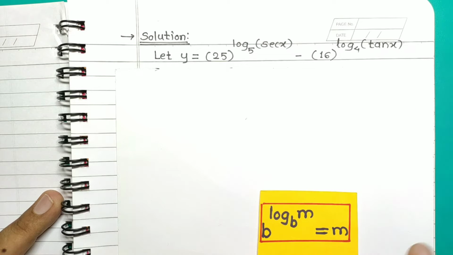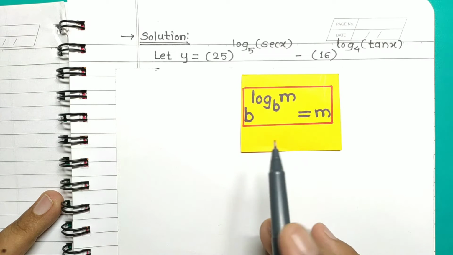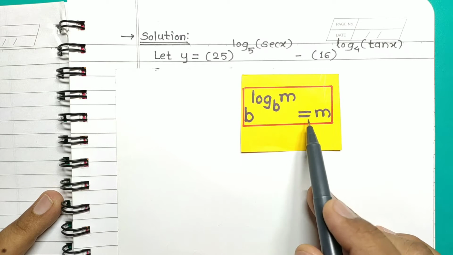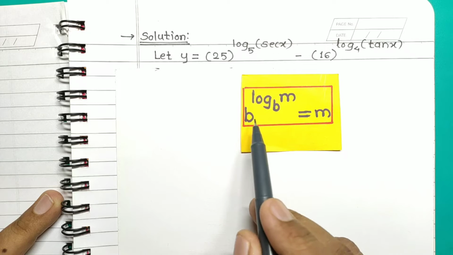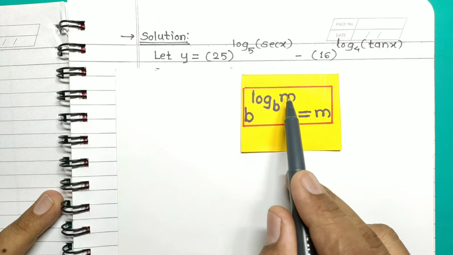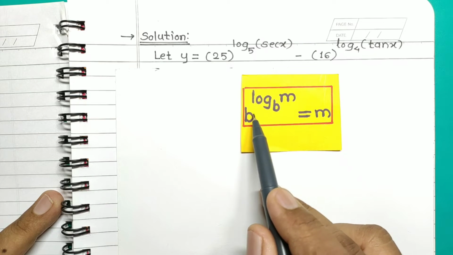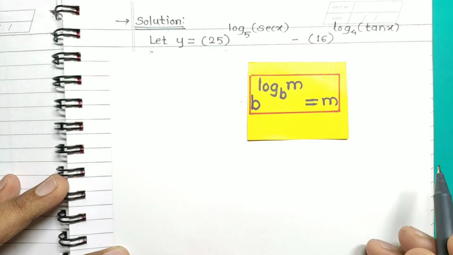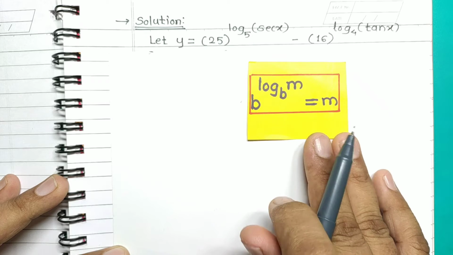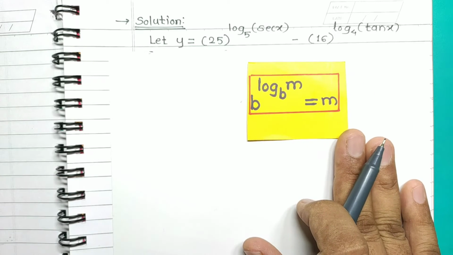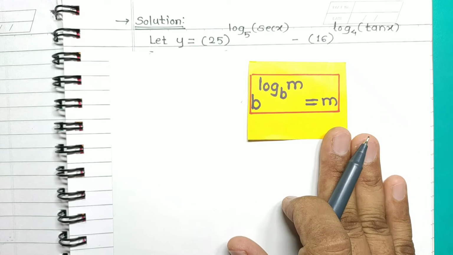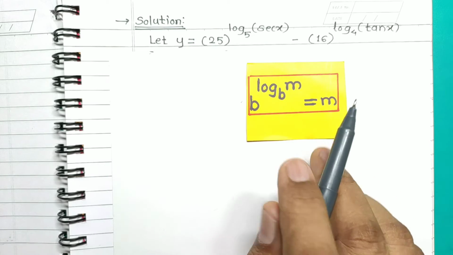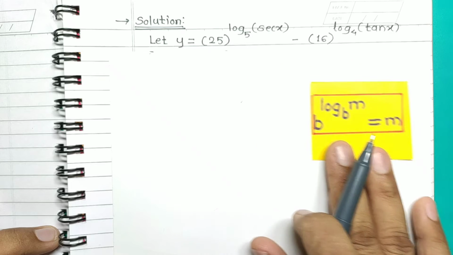Remembering one formula like these two terms, see, we have b raised to log m to the base b is equal to m. When one term is raised to a logarithmic term with the same base, then we can write it as m. Students, see, if this formula is in your mind, then only you can recall it to use in this situation. So, let's use this.